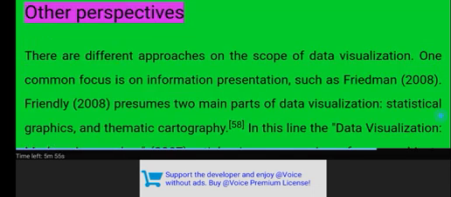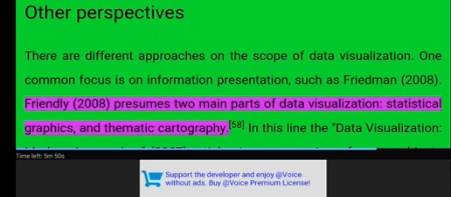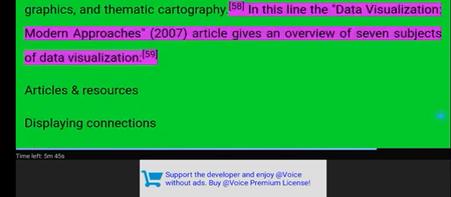Other perspectives. There are different approaches on the scope of data visualization. One common approach focuses on information presentation, such as Friendly 2008. Friendly 2008 presumes two main parts of data visualization: statistical graphics and thematic cartography. In this line, the "Data Visualization: Modern Approaches" 2007 article gives an overview of seven subjects of data visualization.